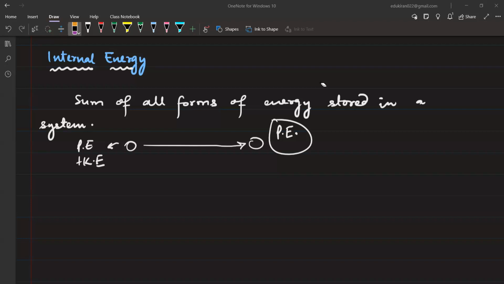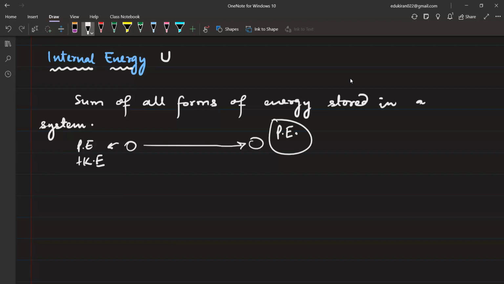The body can move linearly in a line, so it will have translational energy that we call kinetic energy, right? If something is rotating, it will have what? It will have rotational energy, right? So there can be many different types of energy in a body.